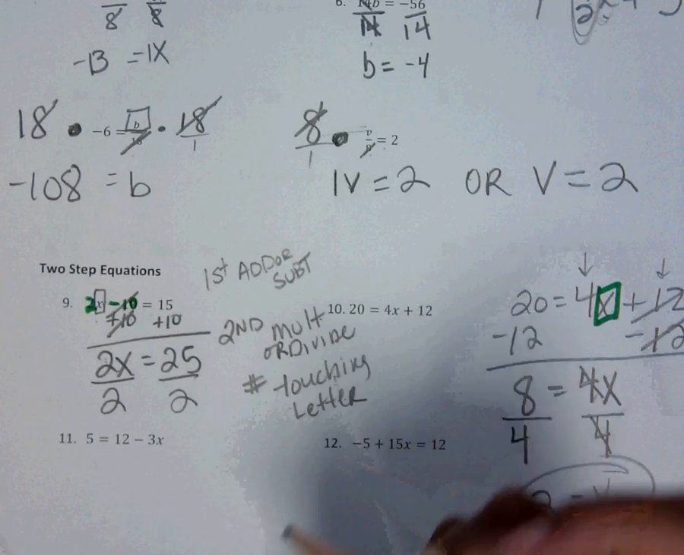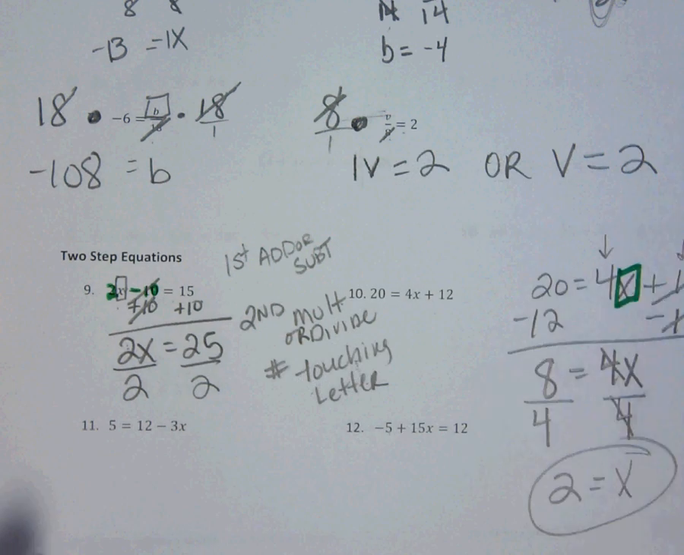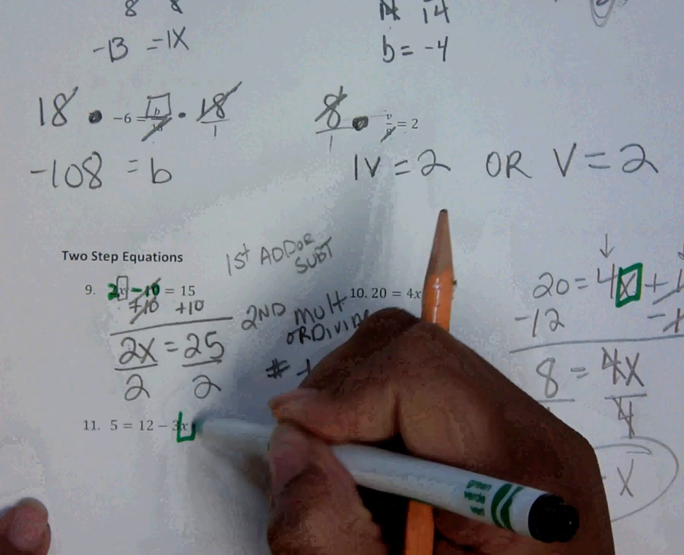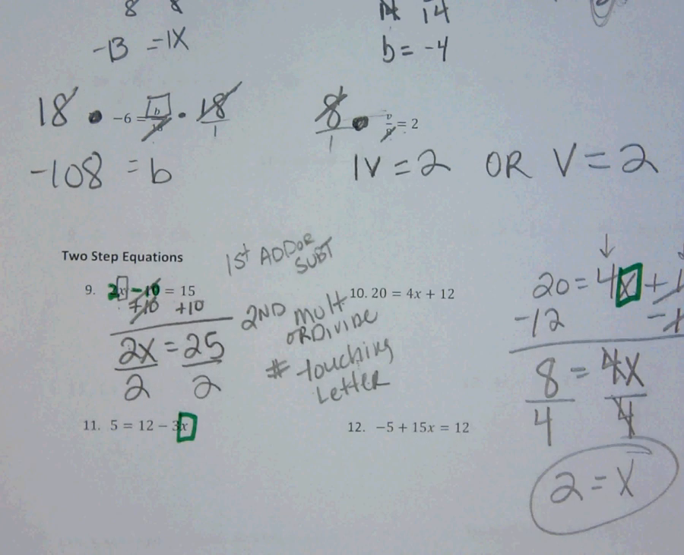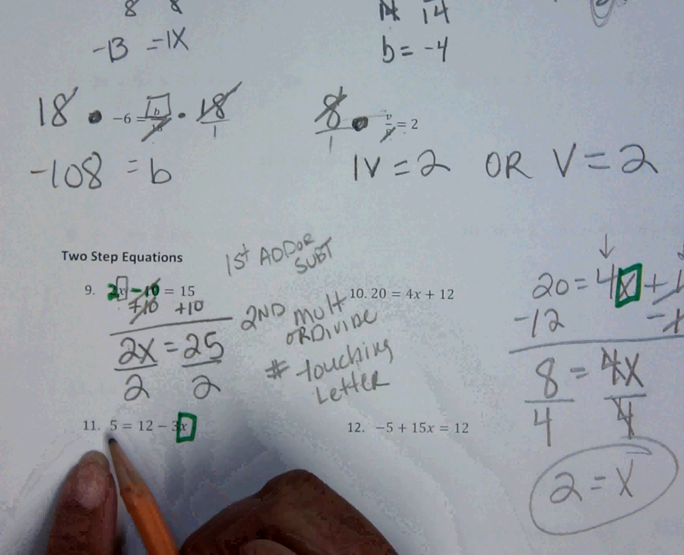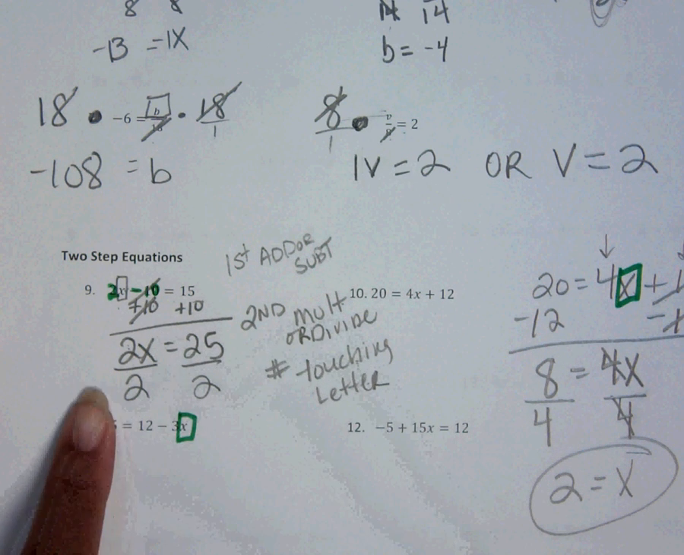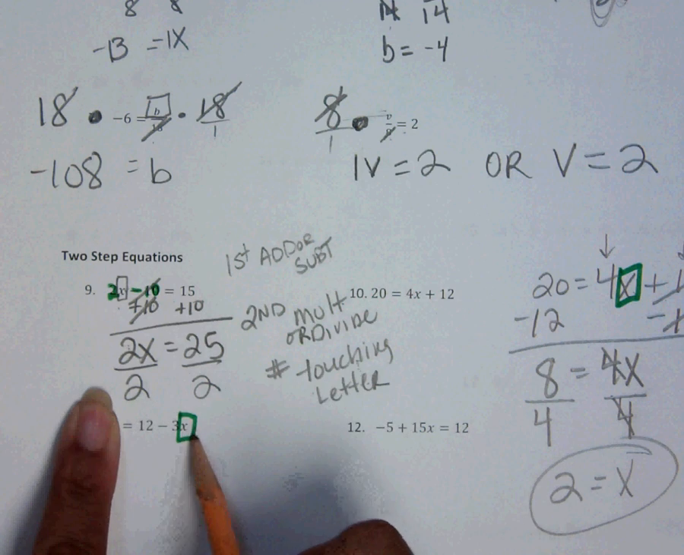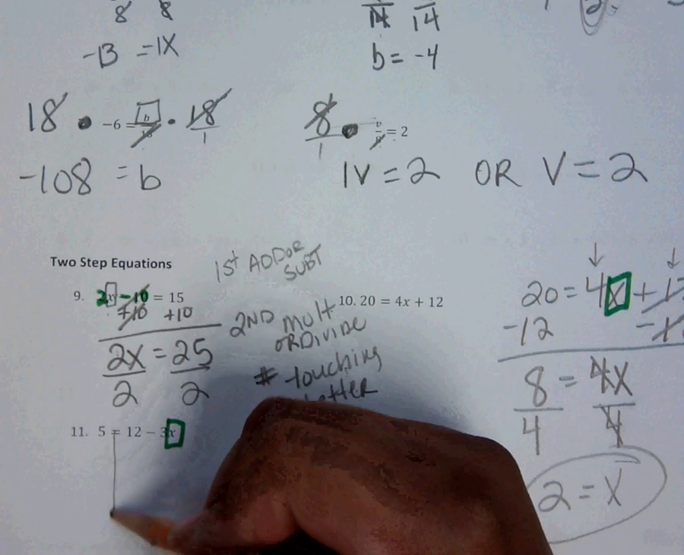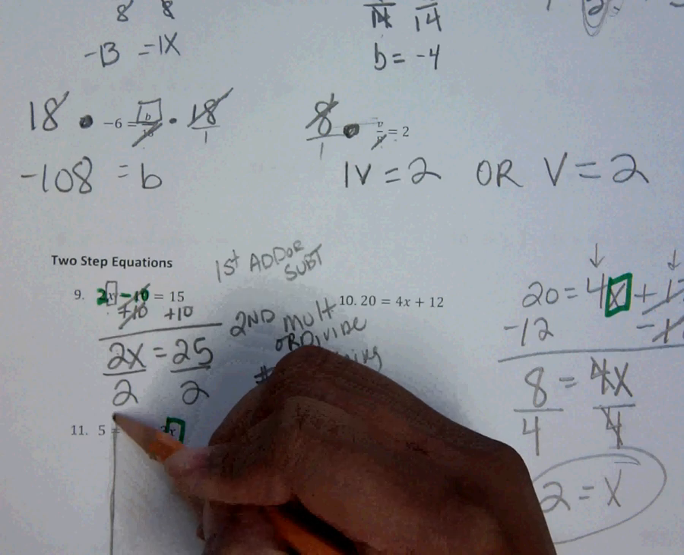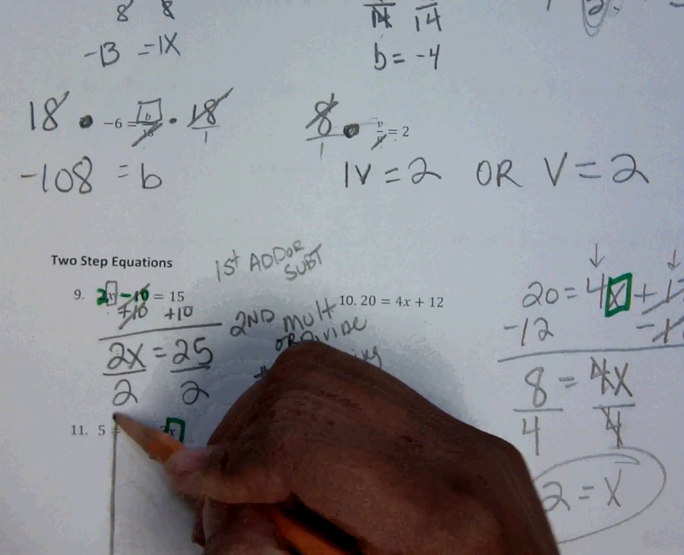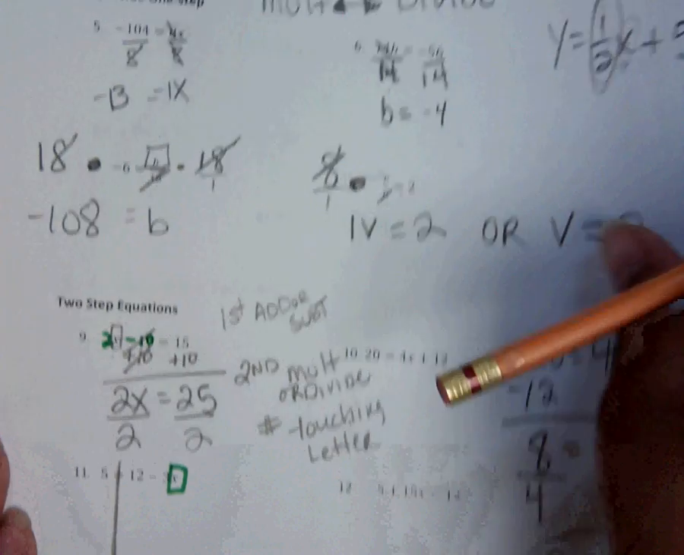Let's do number 11. Okay, so find your variable. There it is. How do I get rid of the numbers in the right order? What do I need to know? Do I touch that 5 sitting over there with no letter? I go where the letter is. It's on this side. So some people like to draw a line. And let's do that. Maybe it'll help you.